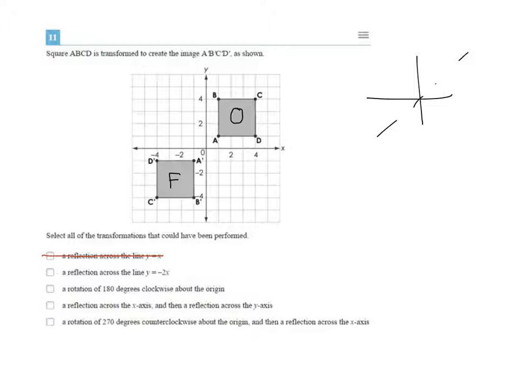A reflection across the line y equals negative 2x. Well, y equals negative 2x would be a line that starts at the middle and has a slope of negative 2, so down 2 and over 1. So something like this. If I flipped it over there, would it be the same? It does not look like this would be the same. The slope of this is actually 1, so if I were to reflect it over, say, y equals negative x, that would work, but not y equals negative 2x.